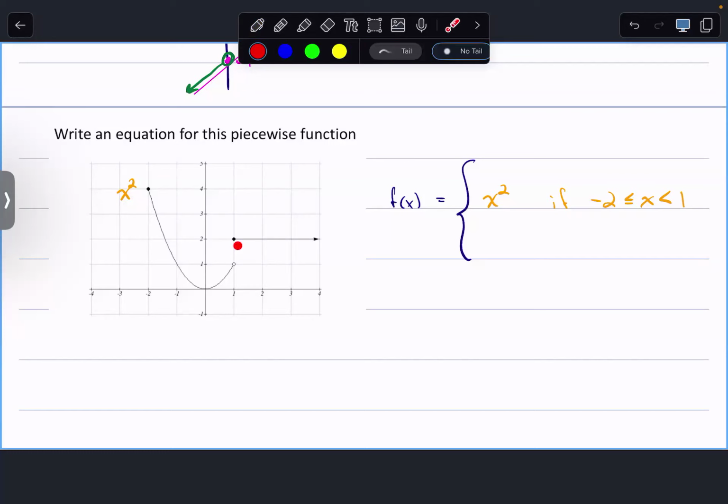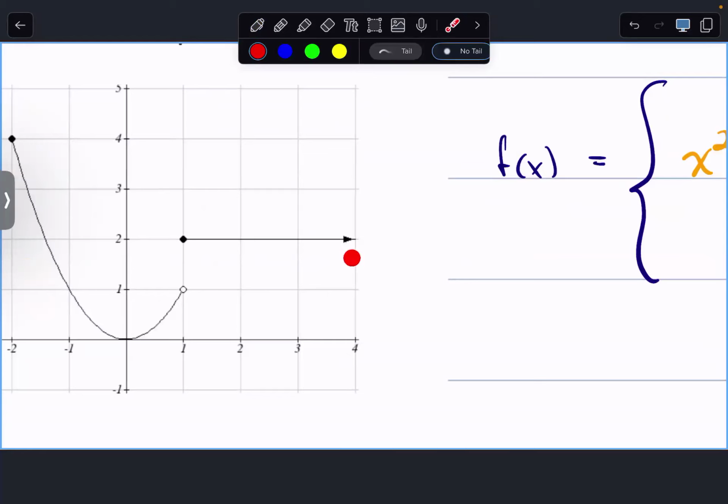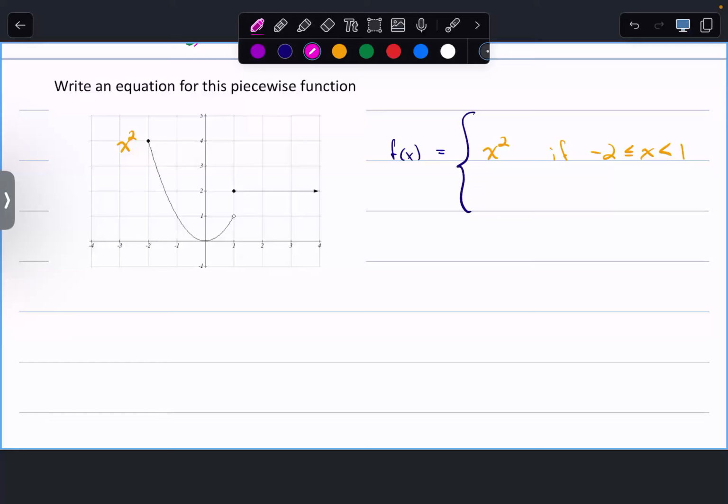How about this little guy? We know the domain, right? Starting at 1, including 1, and then it looks like it's going to infinity. You can jot that down. So here, this little guy is going to infinity. So here, if x is greater than or equal to 1, but less than infinity, so we've got the domain portion of it done. What's this equation going to look like?